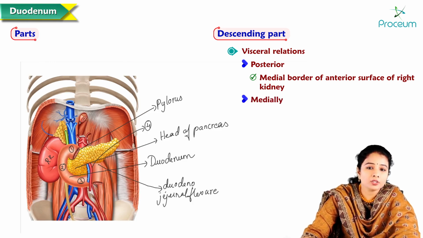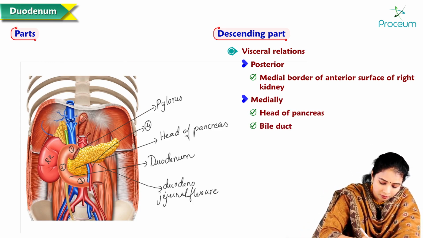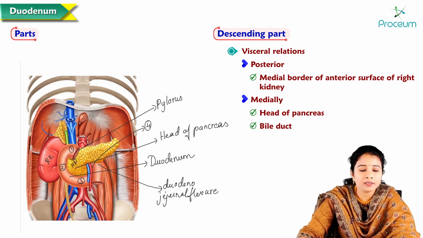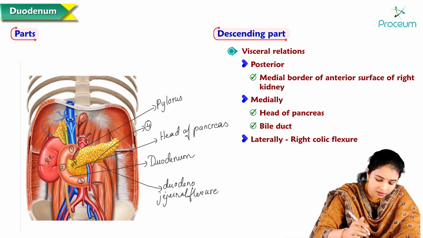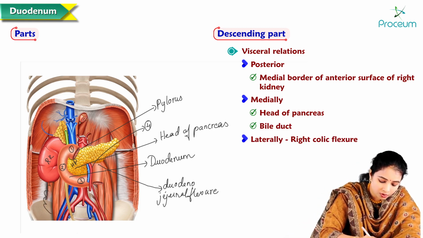Medially it is related to the head of pancreas and bile duct. So we can see the head of pancreas, and along with it the bile duct within it. Laterally it is related to the right colic flexure. So laterally it is related to the right colic flexure of colon, which turns to form the horizontal or transverse colon.